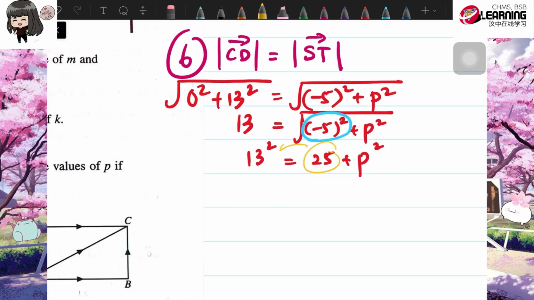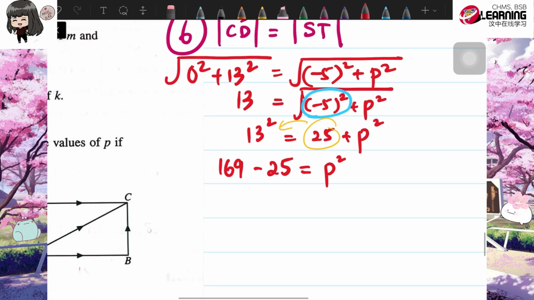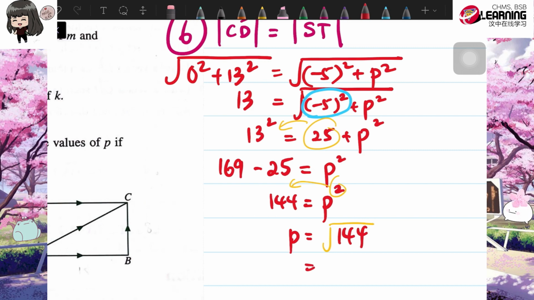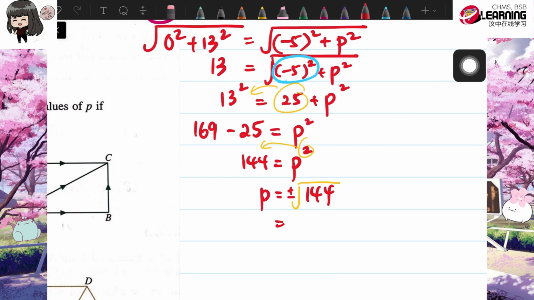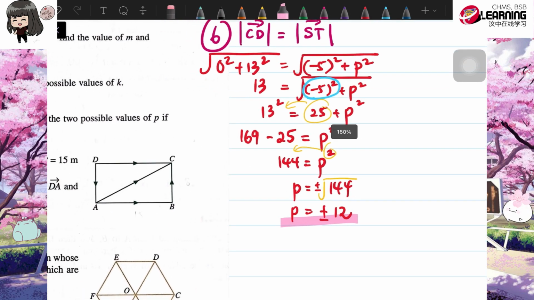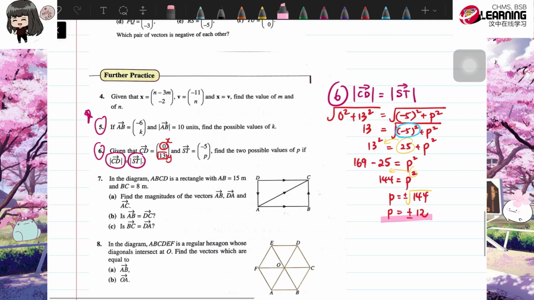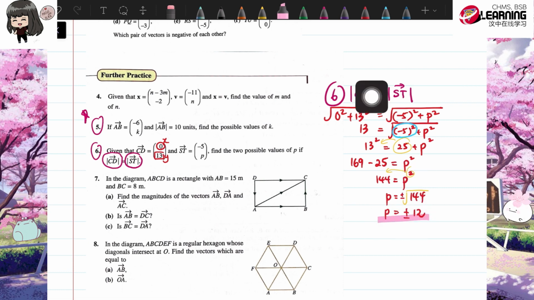Then I move my 25 over and it becomes minus. So 169 minus 25 is 144. So my p is, I move the square, it becomes square root. So square root of 144 plus minus. Don't forget, if you have a square and you move it over, it becomes square root, and becomes plus minus. So it's plus minus 12. So the possible answer for p is 12 and negative 12. Okay, the two possible values of p are these. Okay, that's for number 6.